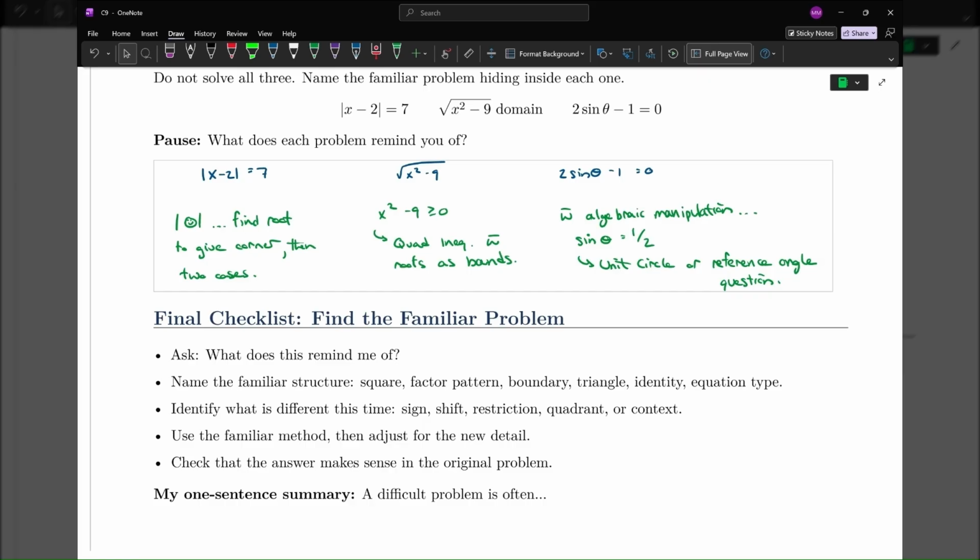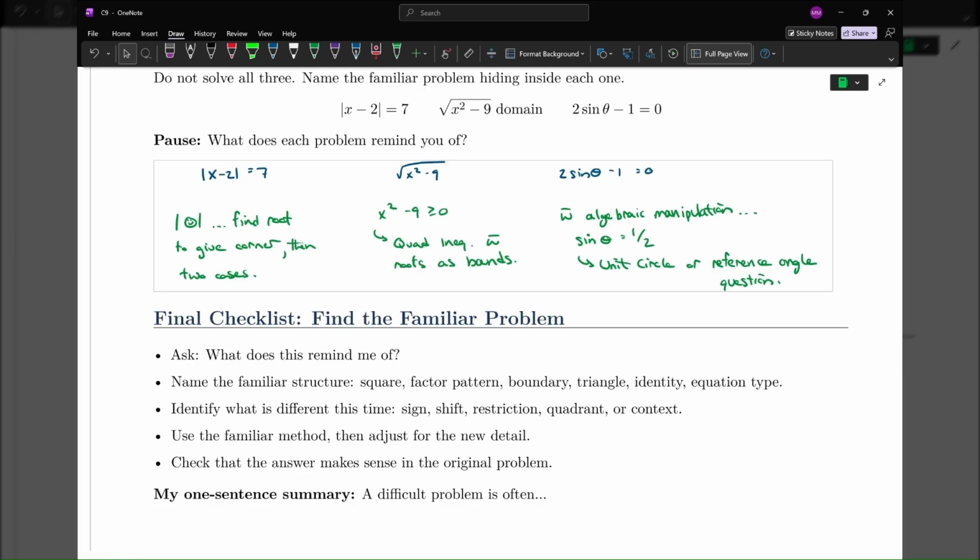So once you recognize that structure, what name is it? A square, factor pattern, boundary, triangle, identity, equation type? What is it? And then identify what's different this time. So maybe we have a sign flip, a little shift, a restriction, a quadrant, some context. There's probably something different about the question if you're thinking about it at this level. Use that familiar method. So whatever structure you identified, we'll have a kind of method to go along with it, and then adjust for the new detail, right? So like above, x squared minus 9, I can find the roots, and then I realize, well, this is a radicand, it's underneath the radical, so I'm going to use those roots as boundaries.